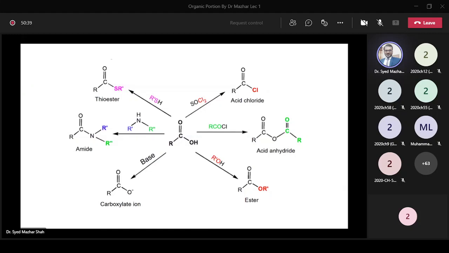These are the general reactions of carboxylic acids. For example, when they are treated with alcohols, they form esters, and when they are treated with any base, they change into an ion, the carboxylate ion, which can further react with another species and form another product.